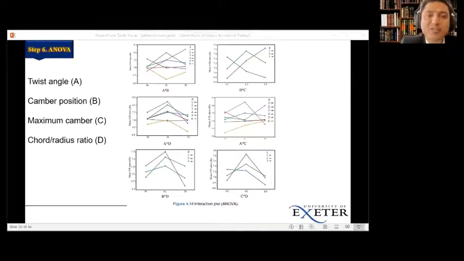ANOVA interaction plot can be used to visualize the interaction between the factors. In the analysis, the interaction of each two factors is calculated according to the SN ratios. So I provided its ANOVA interaction plot here. As you can see, there are two major trends for interaction between each two factors, parallel and non-parallel trends. In parallel, either interaction does not occur or it is negligible, while in non-parallel ones, the interaction between factors occurs and it must be considered. This ANOVA interaction plot illustrates that the major influence in the responses is to the interaction of twist angle with other factors.